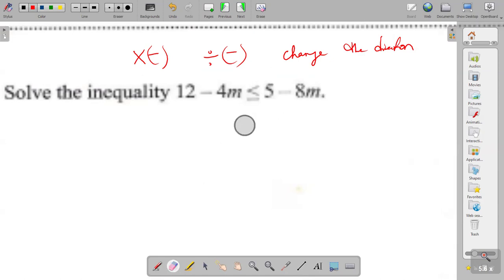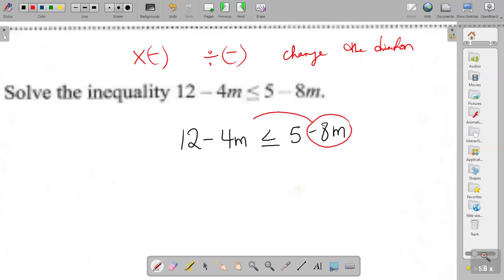So let's take a look here. Let me just write it over for clarity. 12 minus 4m is less than or equal to 5 minus 8m. The trick is here, right, guys? We want all of the letters on the left-hand side and all of the numbers on the right-hand side. So we got to make 2 movements. So this minus 8m got to come over. So let's move that first. Because it's minus here, when it comes over, it's going to be positive. So it's going to be 8m minus 4m.